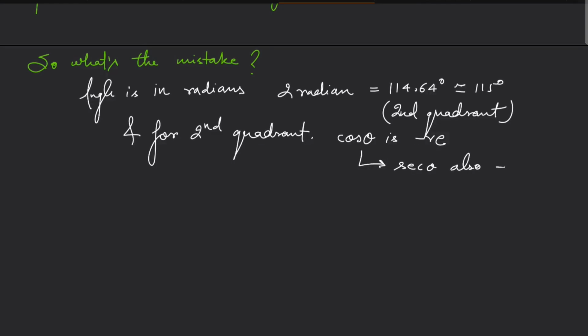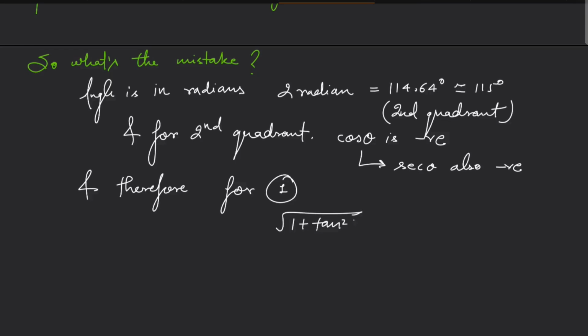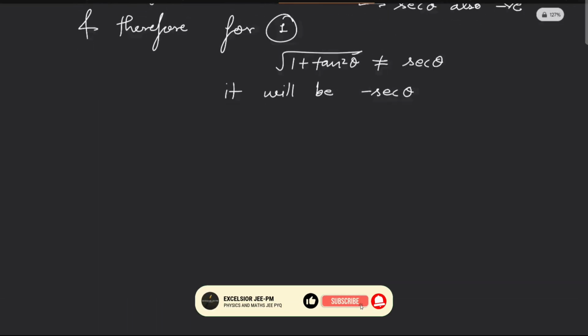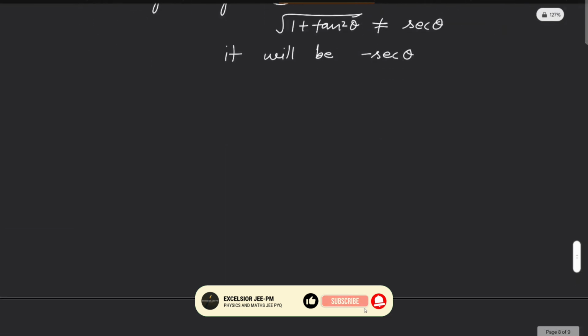For the second quadrant, cos theta is negative, and if cos theta is negative, then sec theta will also be negative. So for the expression under root 1 plus tan square theta, I'm saying this for the first part, it will not be equal to positive sec theta. It will be equal to minus sec theta. So for the first part, under root 1 plus tan square theta will be minus sec theta. So we'll solve the first part again.